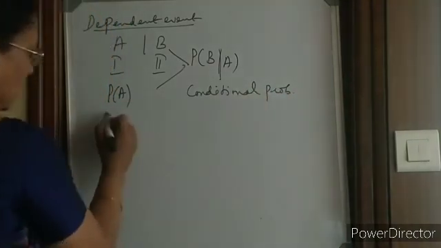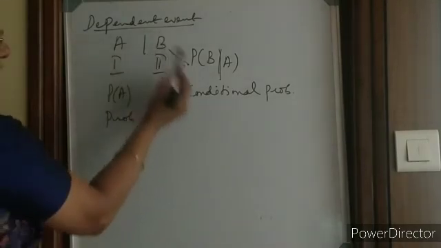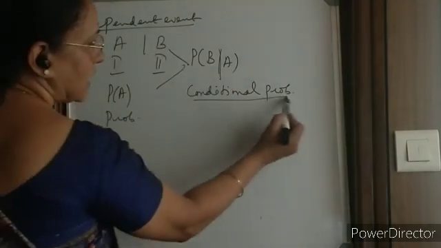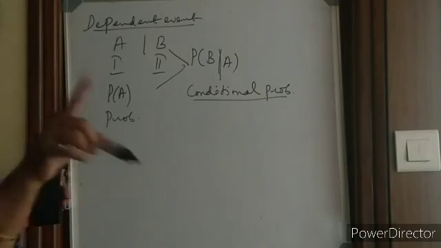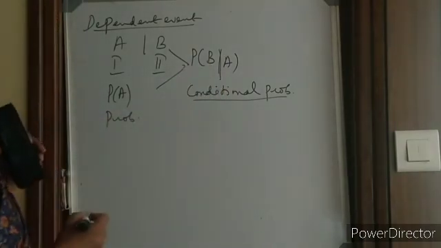Here for the independent event you simply call it probability. Whereas if it is a dependent event, the probability is called conditional probability because you are putting one condition there. B can occur only under the condition A has occurred.